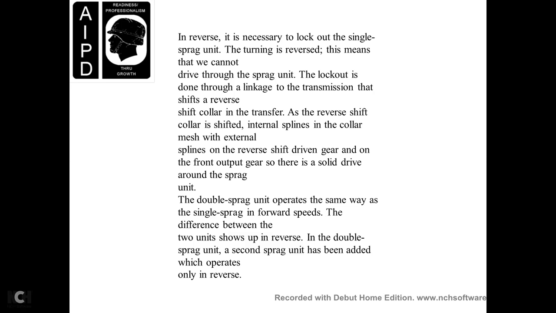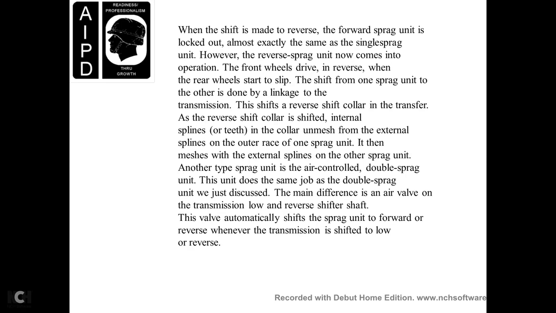The double sprag unit operates the same way as the single sprag unit in forward speed. The difference between the two units is in reverse. The double sprag unit has a second sprag unit added, which operates only in reverse. When the shift is made into reverse, the forward sprag unit is locked out exactly the same as the single sprag unit.